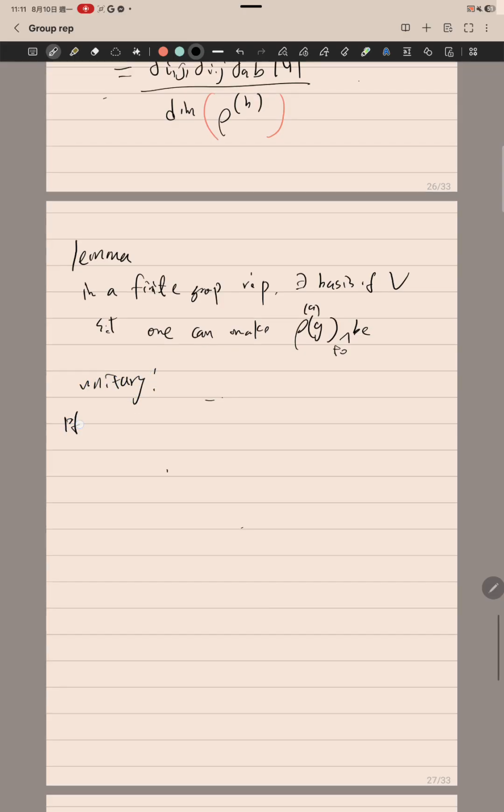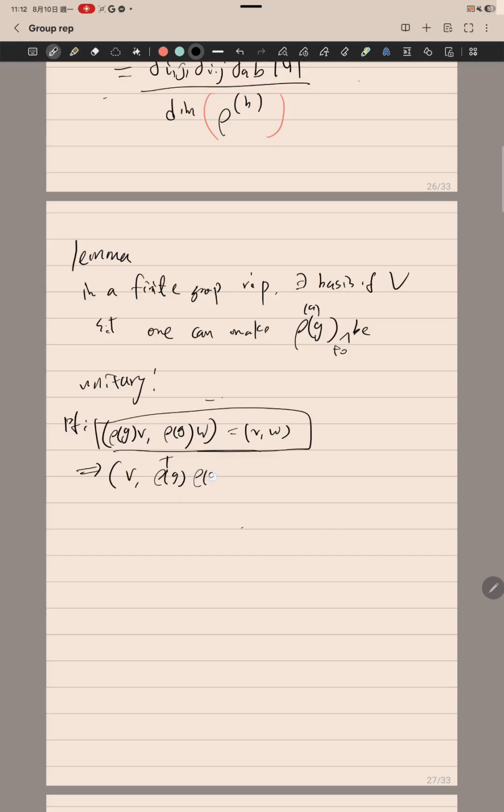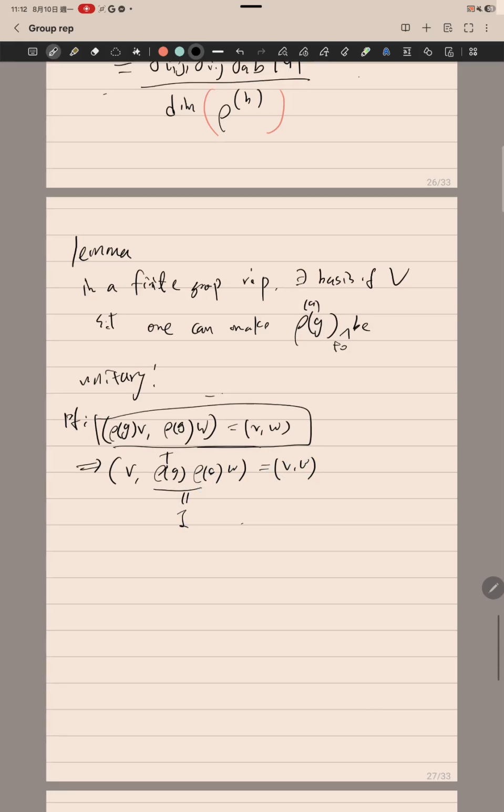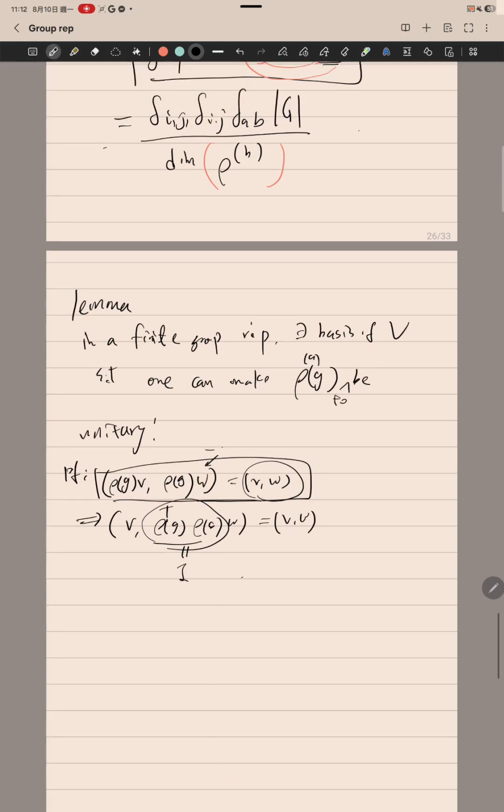Okay, and the proof is very simple, because previously I just showed that there always exists a group invariant inner product, right? So in this inner product, you can see that this equation is indeed just this, rho G dagger, rho G V W, right? So this tells me that this is identity. So in that invariant basis, in this inner product, if you take any orthonormal basis, then this will be identity.